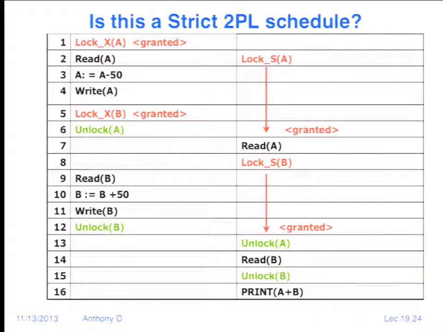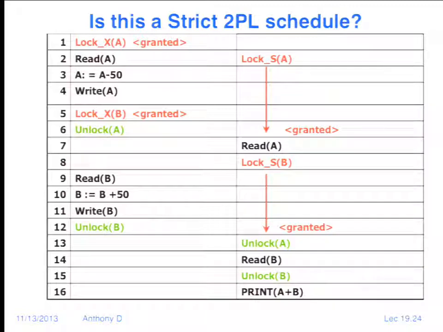Transaction 1 is acquiring an exclusive lock on A again. Then it grabs the B lock before it releases its A lock. And that's the answer there, actually. Anyway, it releases the final lock down here. Is that strict two-phase locking? No. Because we unlocked A early, this is not strict two-phase locking.